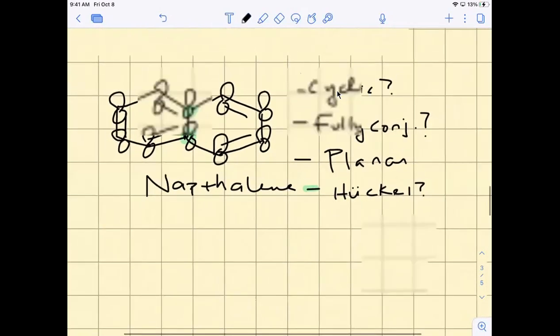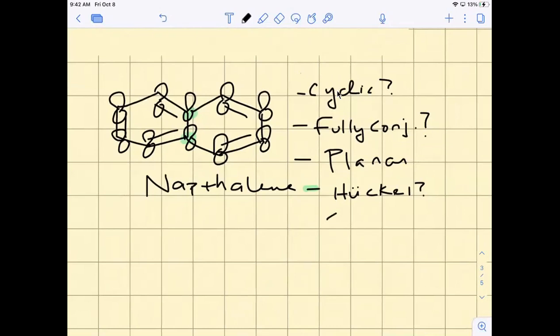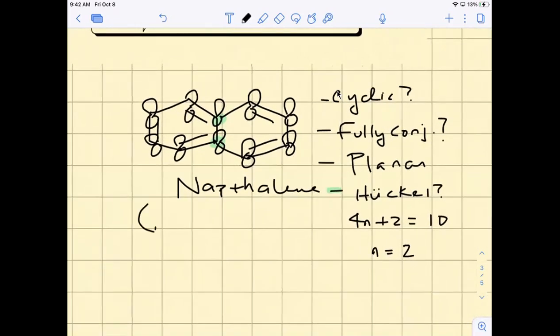So how many pi electrons are in there? How many double bonds are there? Let's start there. We just take the number of double bonds and multiply by 2. 5 double bonds. So that means you have 10 pi electrons. So in this case, n would be what? 2. All right. That's a whole number. So it satisfies the Huckel rule. So with that, this compound will be considered an aromatic. Right, it satisfies all the criteria.